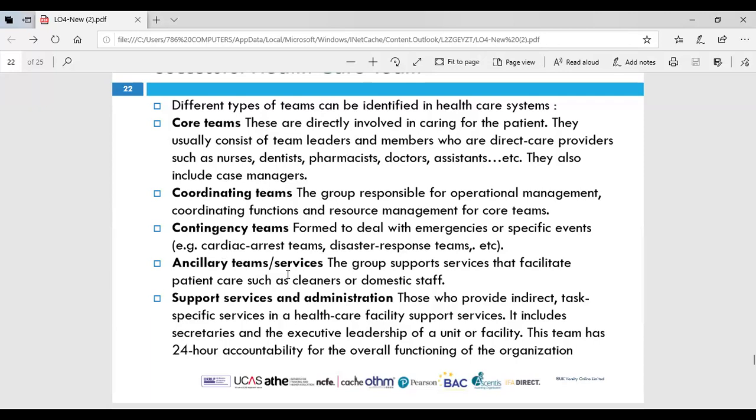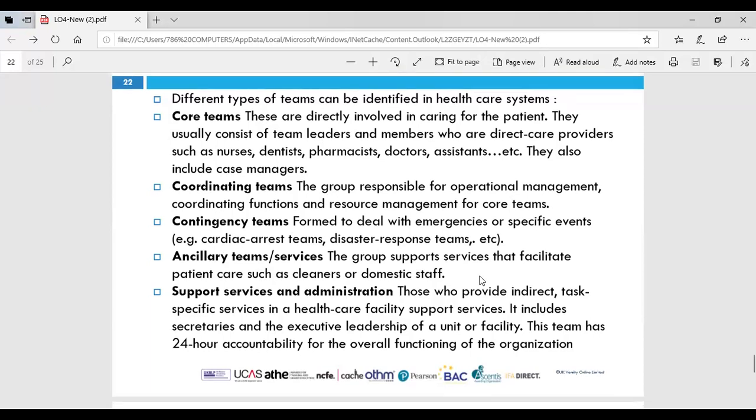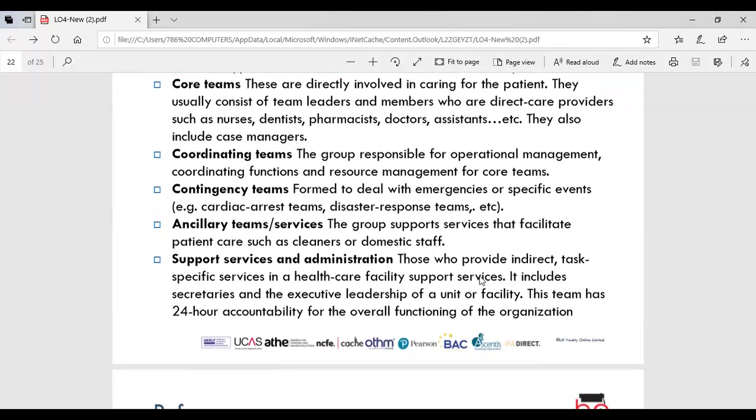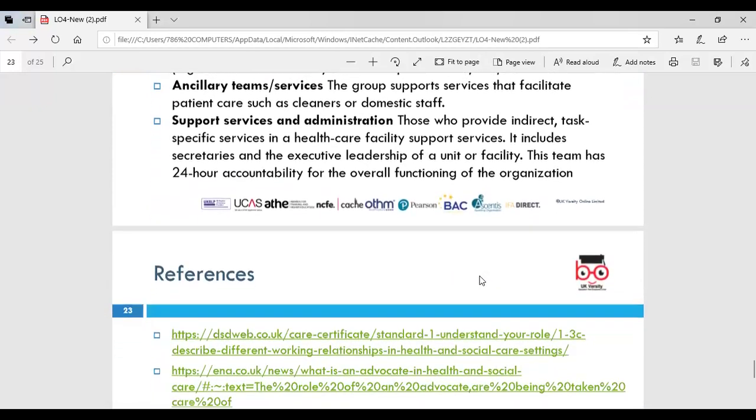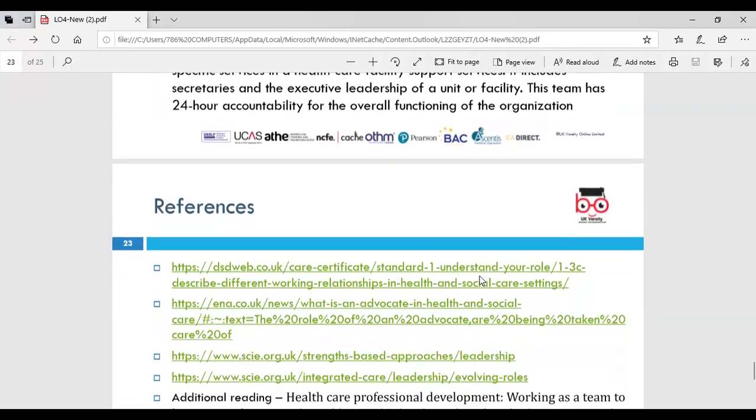And then you have ancillary teams or services. These are group support services that facilitate patient care, like cleaners or domestic staff. You can't do without relying on them. So they're an integral part of the team. Support services and administration are there for 24-hour assistance, and they help in the overall functioning of the organization.